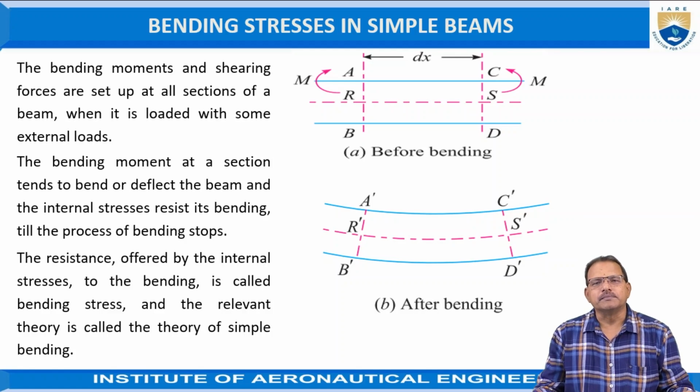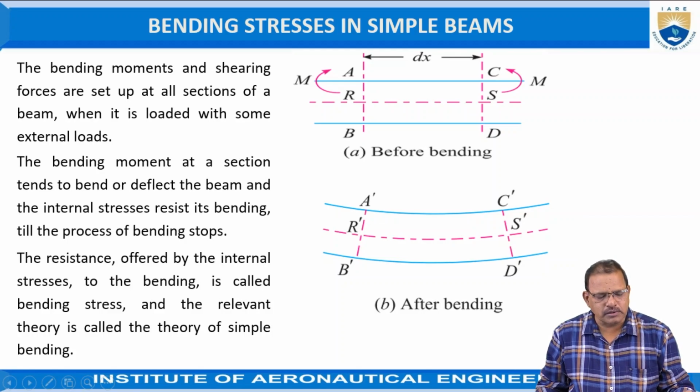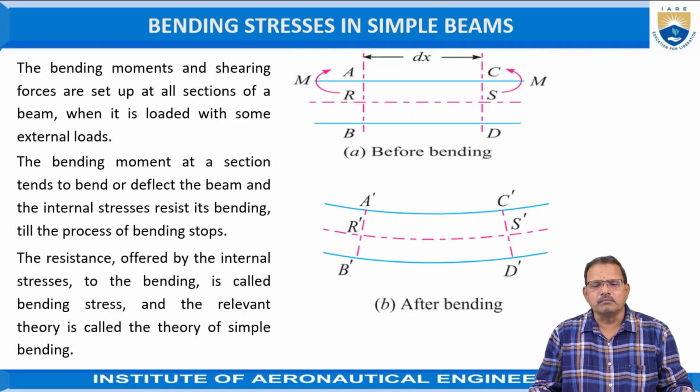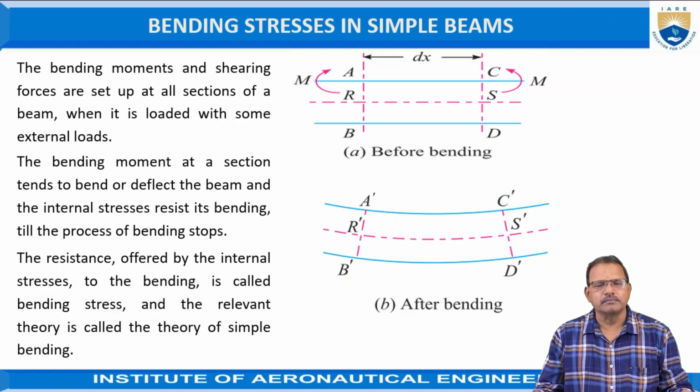When the bending moment is developing, the beam always deflects from its original position. Sometimes we can say it is the action of the external loads. The bending moment at any section will always tend to bend or deflect the beam. The magnitude of deflection depends upon the magnitude of the forces which are acting, the elasticity of the beam, length of the beam and cross section of the beam.